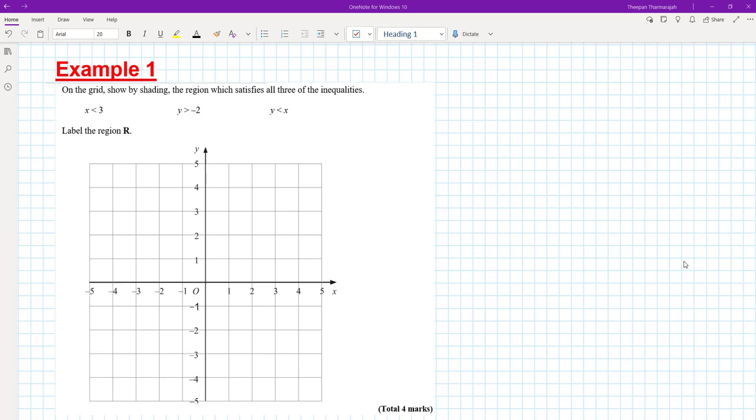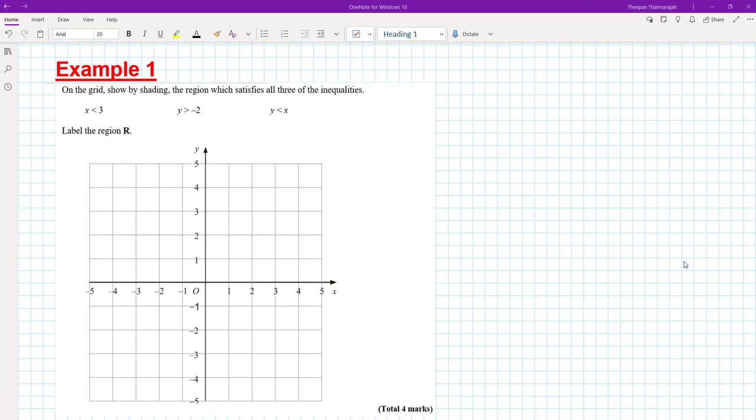In this video, we're going to look at graphical inequalities. If you want to try the question first, you can pause the video, and when you're done, I will go through my worked solution. Okay, welcome back. The question states, on the grid, show by shading the region which satisfies all three of the inequalities.